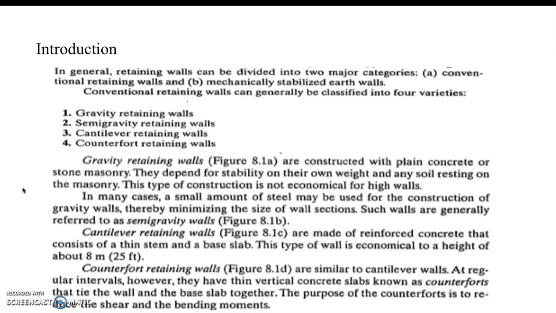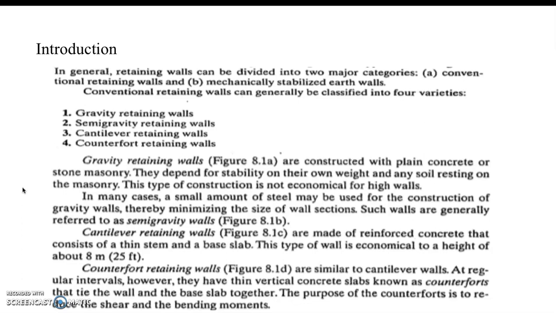Mechanically stabilized earth walls are retaining walls that make use of reinforcement such as geosynthetic that is applied on the soil to prevent the movement of the soil from being eroded. So now in this chapter, we'll focus on conventional retaining walls.